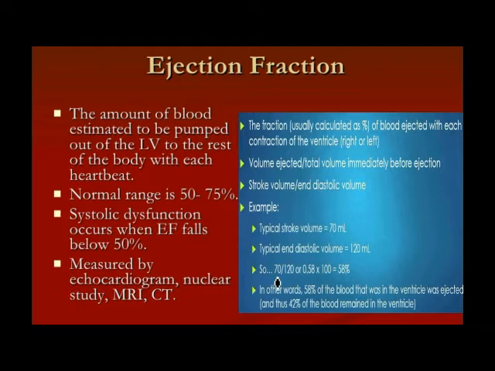In a diseased heart, it may even fall down to 30 to 35% at the point where we have to decide to put them on a pacemaker or not.